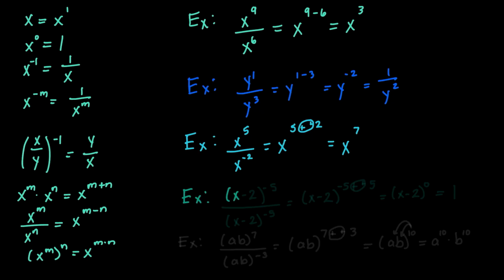Okay. x minus 2 to the negative 5th divided by x minus 2 to the negative 5th. My bases are the same, it's x minus 2. I'm dividing, so I subtract. x minus 2 to the negative 5 minus negative 5. Again, double negative means we supercharge to a positive. So this is x minus 2 to the 0 power, and anything to the 0 power is 1.